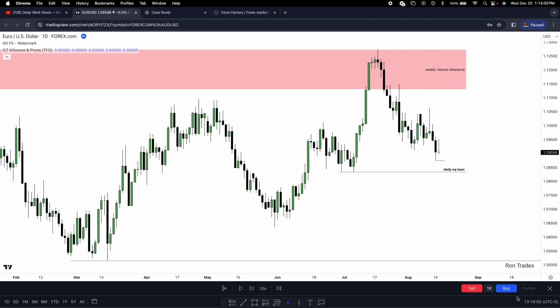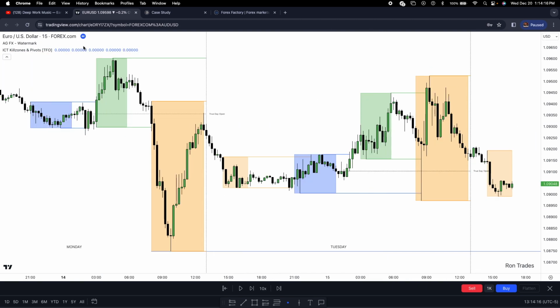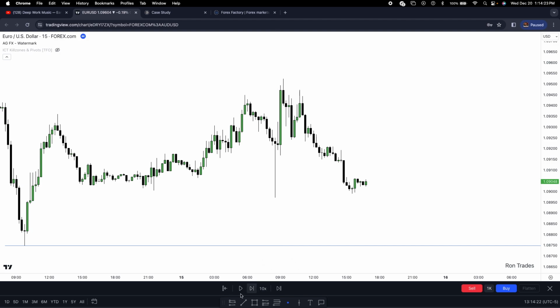So first and foremost, I have established my what? My narrative. What's my narrative? I'm bearish. I want to see price go for daily equal lows. So I will be coming into this day looking for a sell OTE model. Go to my 15-minute time frame, and what's the first thing I want to do? I want to identify Asian session purge. So let's go ahead and fast forward the back test.